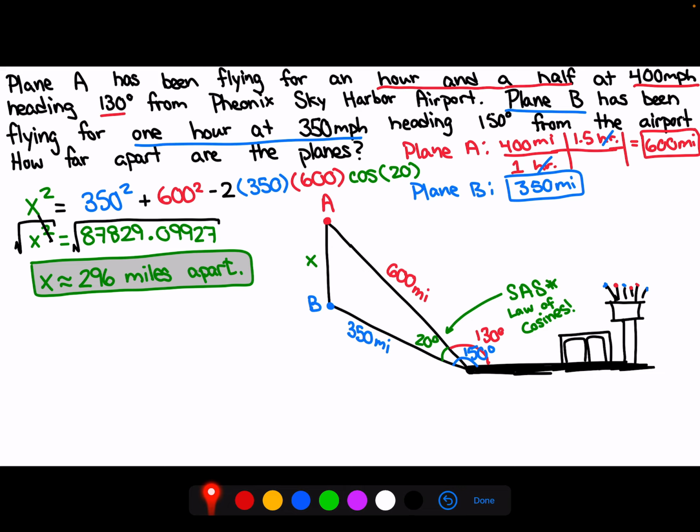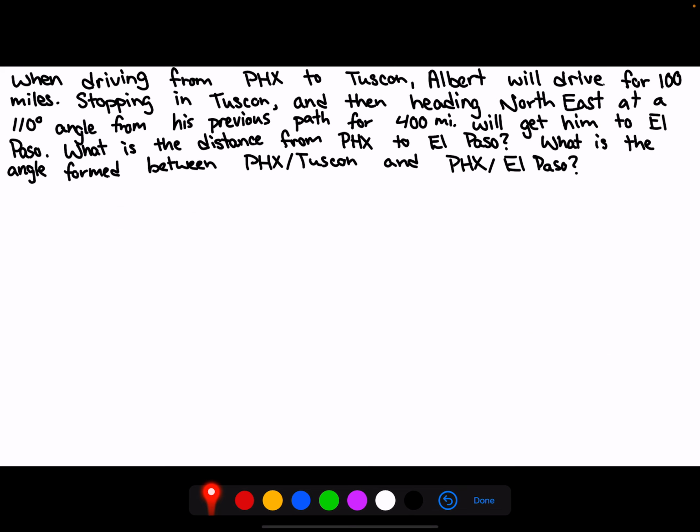All right, and our final question of the video. When driving from Phoenix to Tucson, Albert will drive 100 miles, stopping in Tucson and then heading northeast at a 110 degree angle from his previous path for 400 miles will get him to El Paso. What is the distance from Phoenix to El Paso, and what is the angle formed between Phoenix, Tucson, and Phoenix, El Paso?